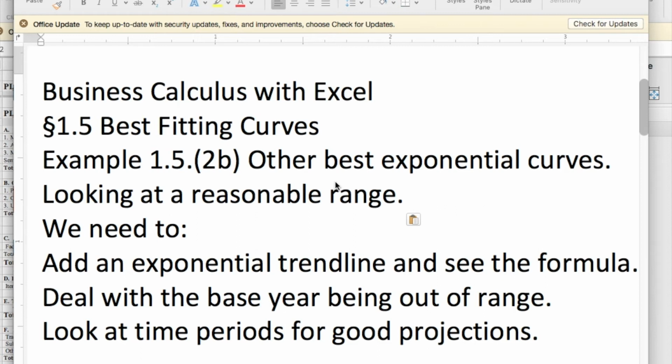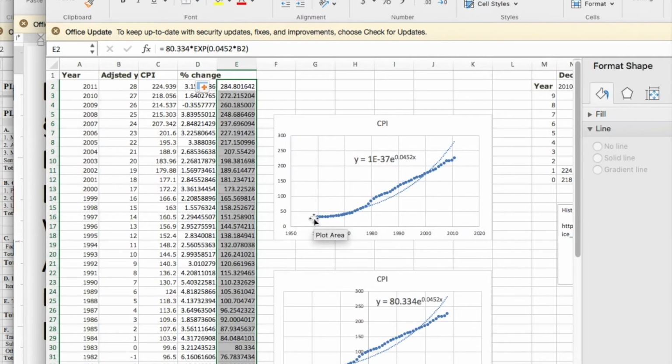Good morning. We're continuing to look at example 2 out of section 1.5, best fitting curves. We're looking at the consumer price index and trying to fit an exponential curve to it. What we found last time is when we fit the exponential curve, the best fitting curve is something that we look at and say, that doesn't look like a very good fit.